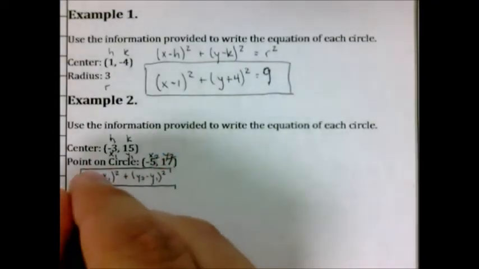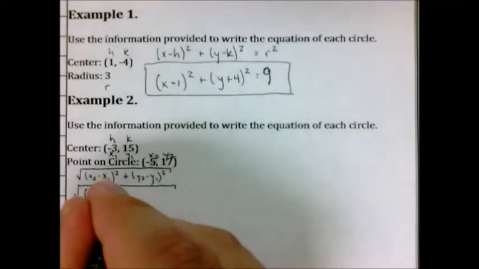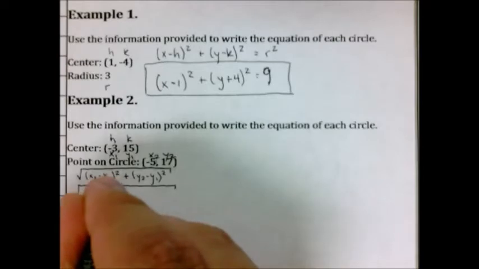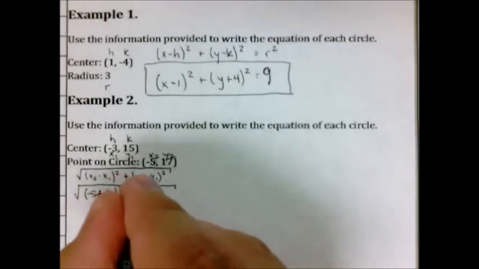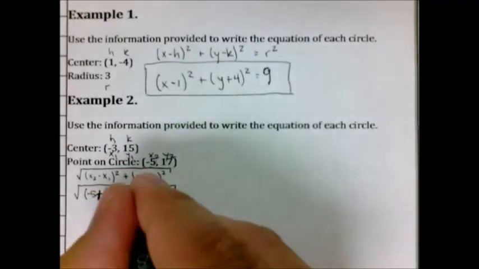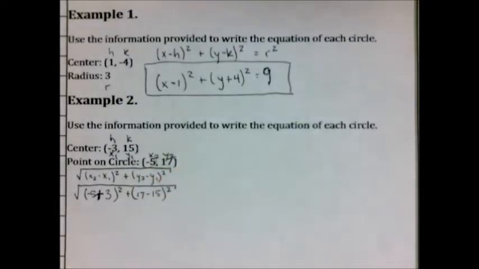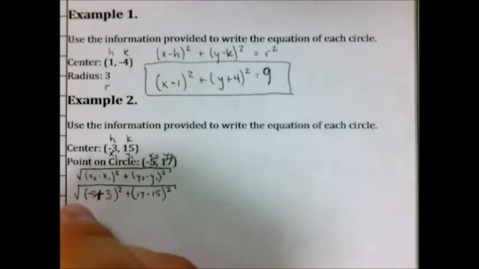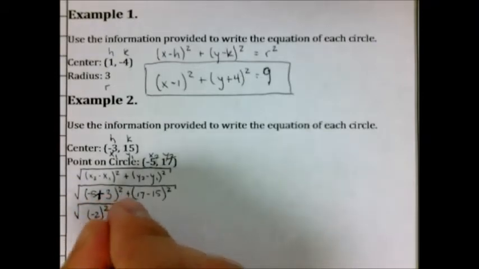x2 is negative 5, x1 is negative 3, and if we're subtracting a negative number, we're really just adding it, right? So negative 5 plus 3 squared plus y2 is 17 minus y1, which is 15, and we're going to square that too. Okay, now it's just solving. Negative 5 plus 3 is negative 2, so we're going to have a negative 2 squared. Plus 17 minus 15 is 2, so we're also going to have a 2 squared.